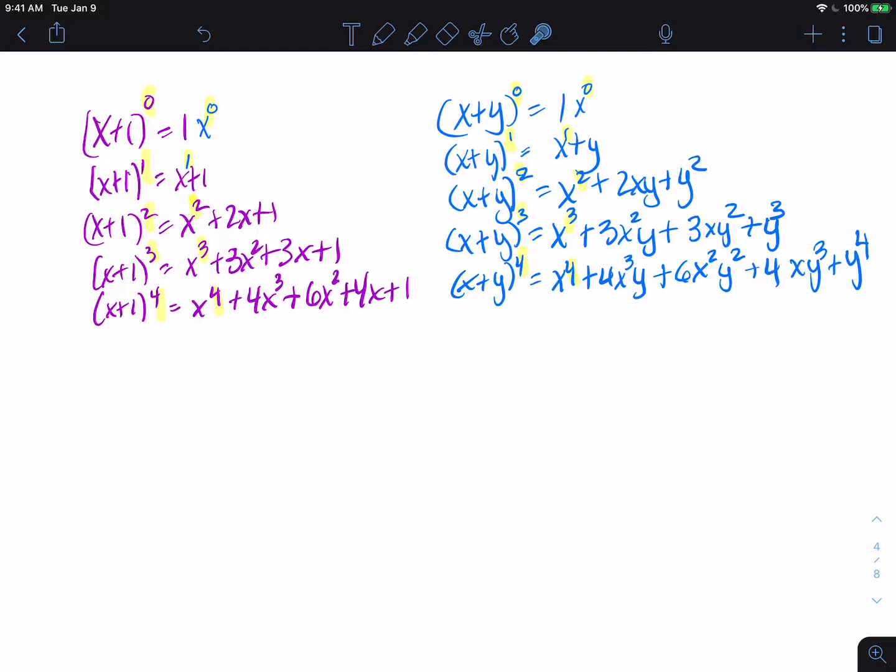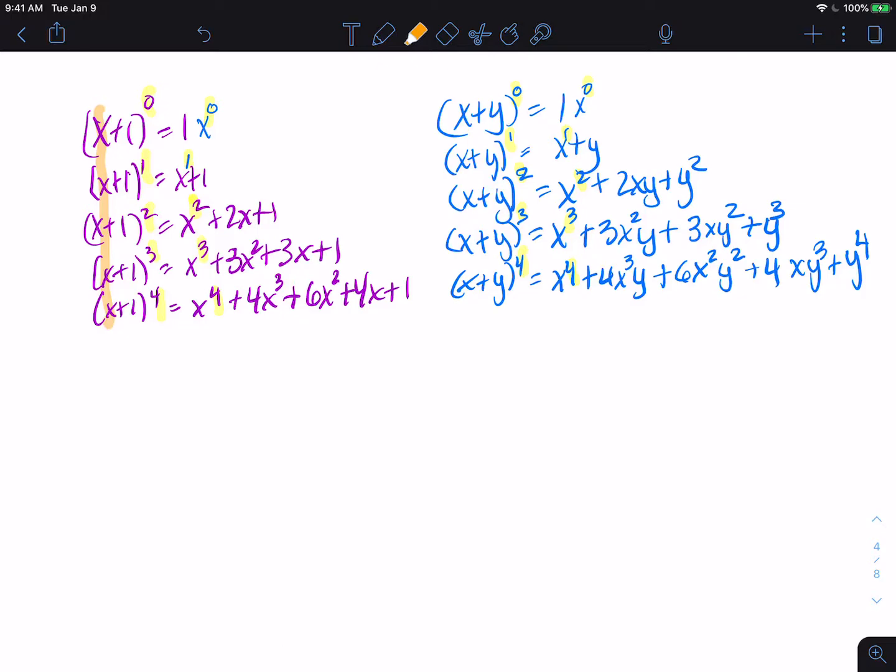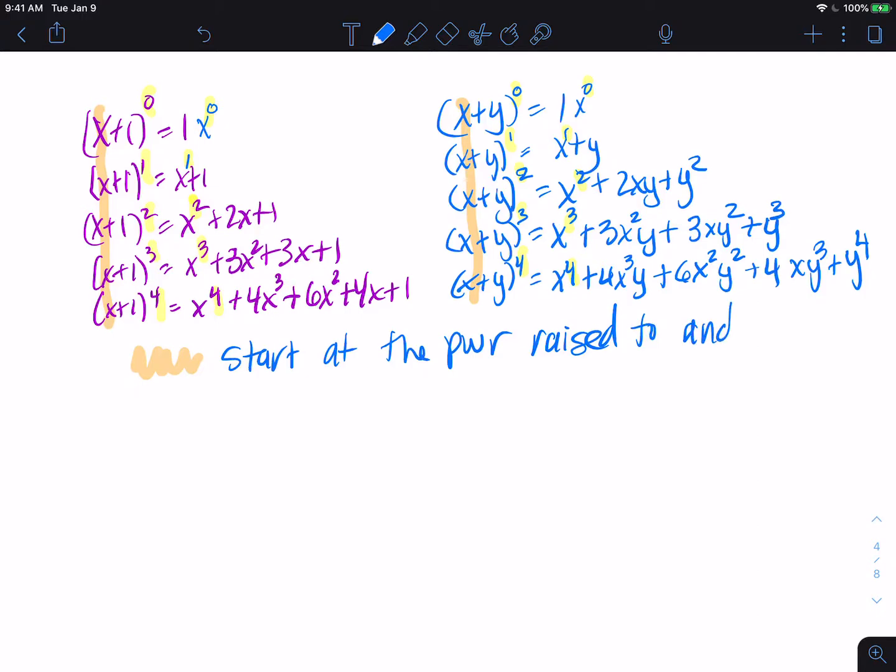Okay? And if we look over here, that same pattern applies, right? Nothing, 1, nothing, 2, 1, nothing, no x value, 3, 2, 1, none, 4, 3, 2, 1, none, right? So our pattern for our first term here, we take that and we are going to start at the power it's raised to and go down from there.